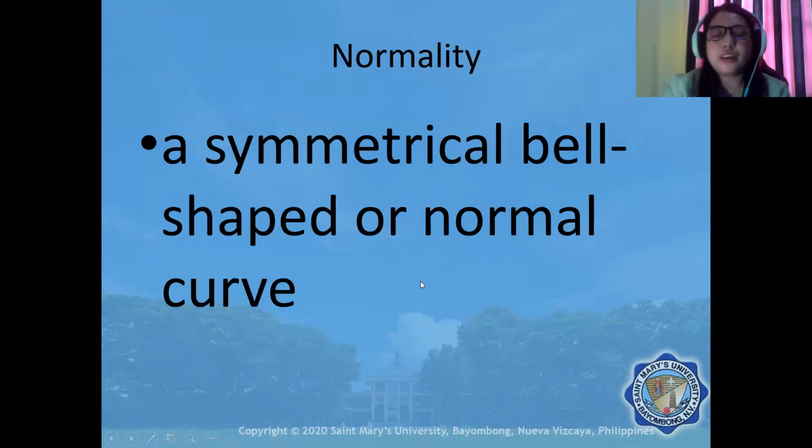And then for normality, we say that our data is normal, or normally distributed, if the shape is a symmetrical bell shape or a normal curve. That is when you use, for instance, a histogram. We actually have several ways to check for normality, and this will be discussed in a separate video.